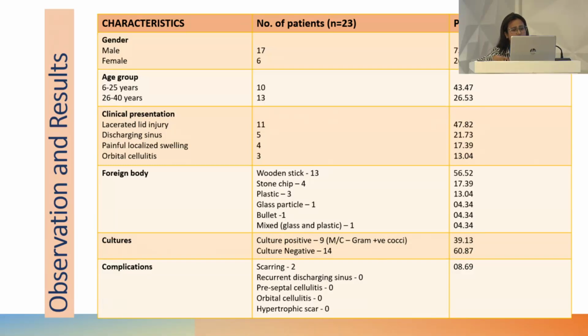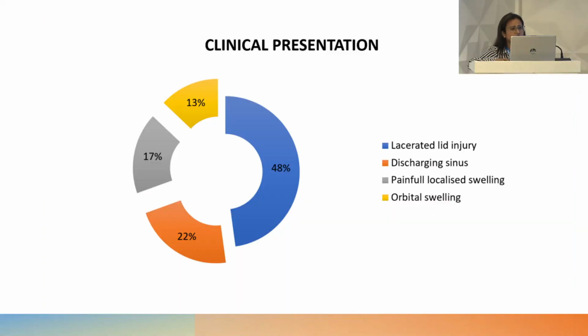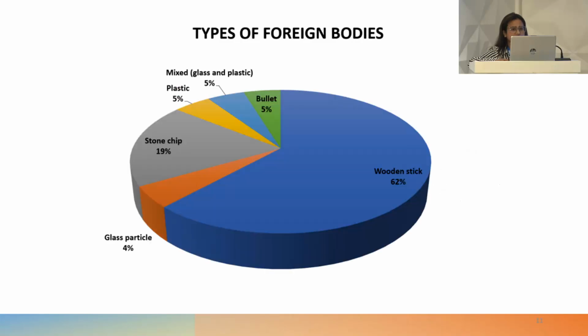Most of them were gram-positive cocci, mainly cones. Complication: 2 patients had scarring as a complication. These are my representation of clinical presentations and types of foreign bodies.